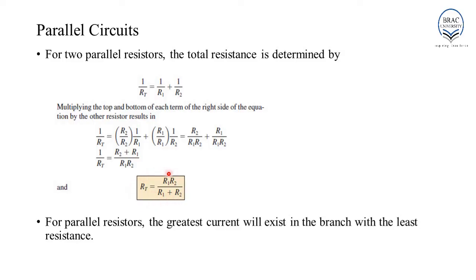Remember, this formula is applicable only when two parallel resistors are concerned. For n number of resistors connected in parallel, we have to use the direct format, which is 1 by RT equals 1 by R1 plus 1 by R2 till 1 by Rn. For parallel resistors, the greatest current will exist in the branch with the least resistance. Obviously, if the branch has the least amount of resistance, then more current will flow through that branch.